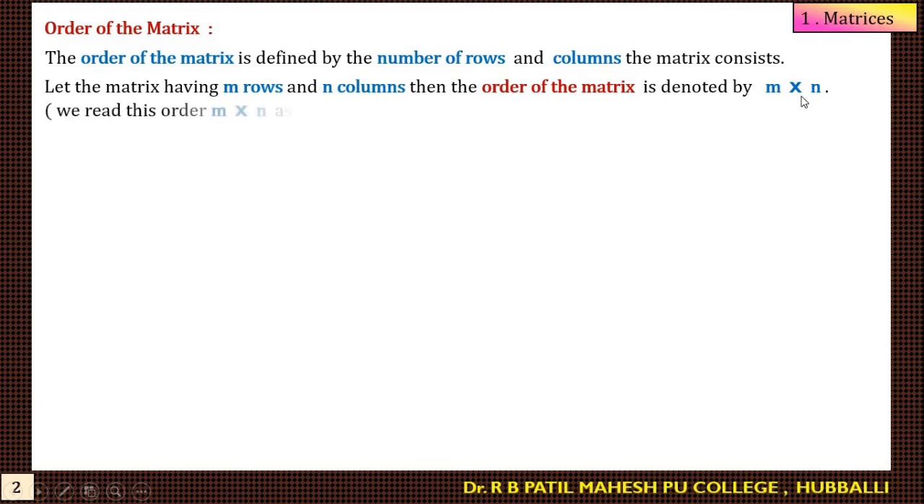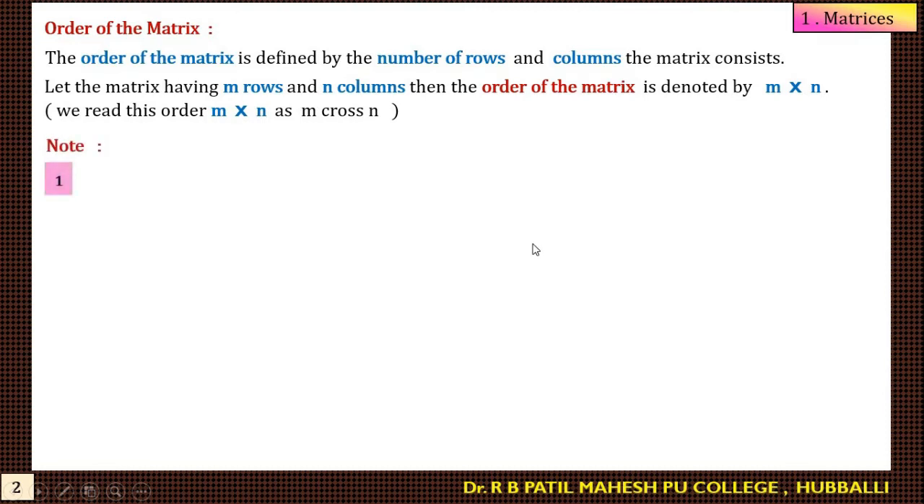We read this as m cross n. And remember students, always in the order of the matrix, the first number is taken as the rows of the matrix, and the second number is the columns of the matrix, and both together we write using the cross sign, that is the into sign, and we read this order as m cross n.